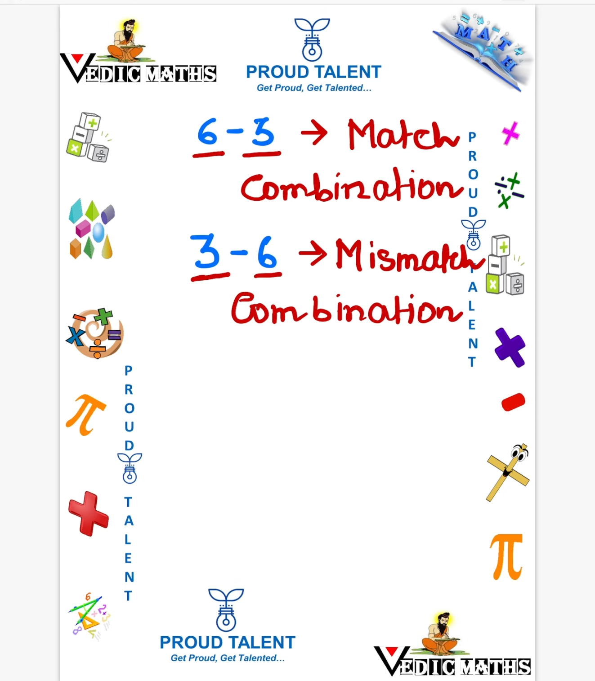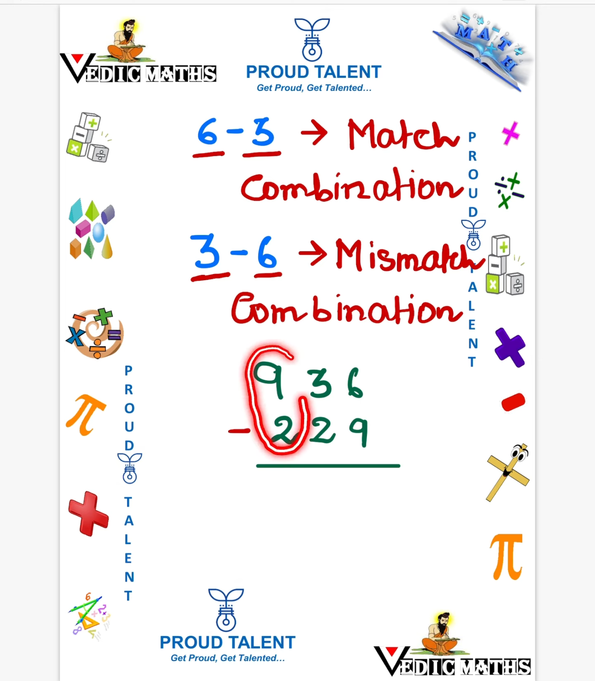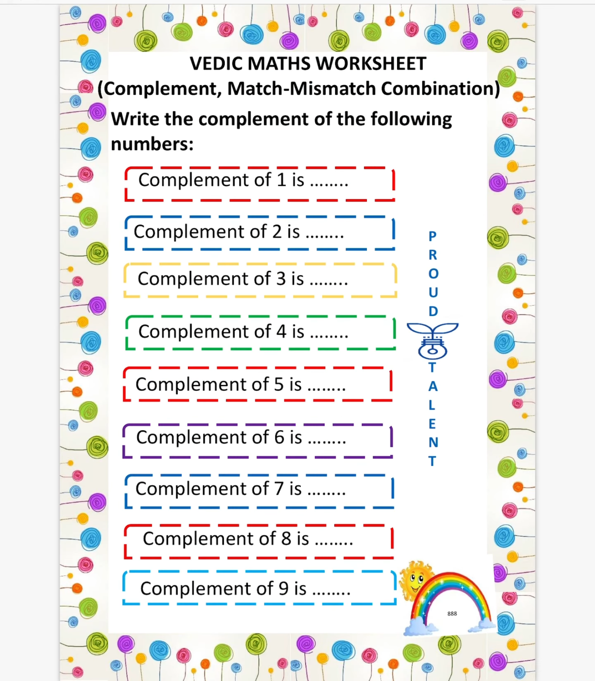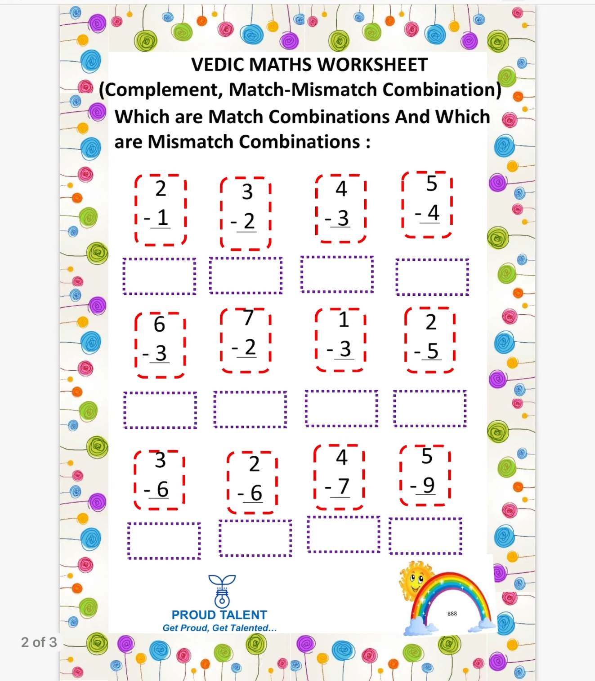So let us take an example: any number, say 9, 3, 6 and 2, 2, 9. If we subtract these two numbers, just have a look: 9 minus 2 is nothing but a match combination. 3 minus 2 is also a match combination, but 6 minus 9 is a mismatch combination. Now you can see here students, many numbers are there, but we have to choose whether they are match combination or mismatch combination.